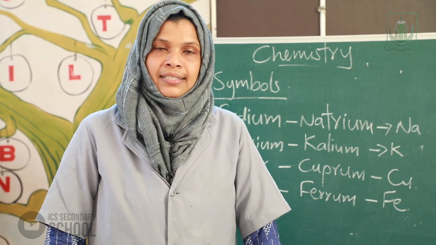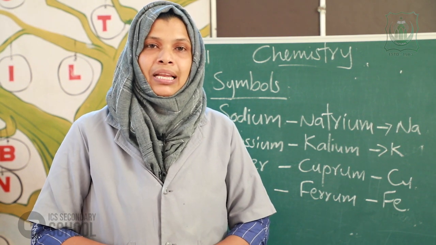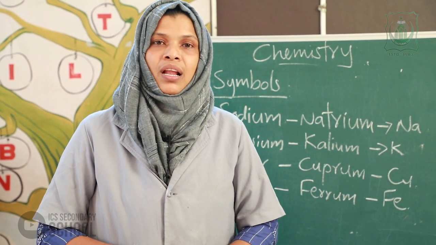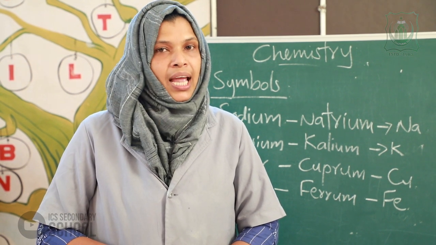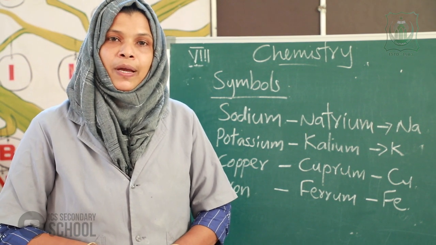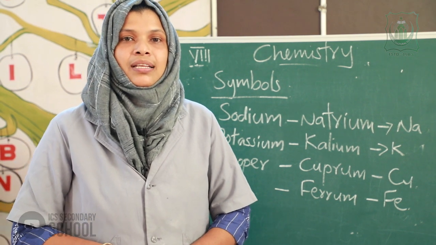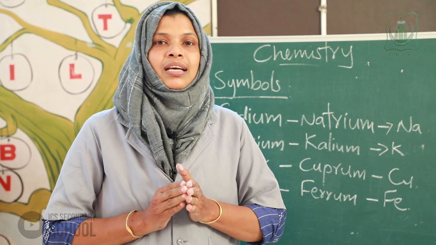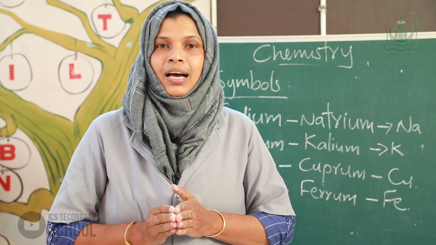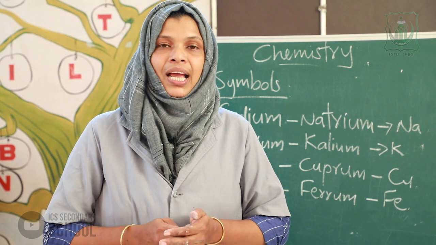Its symbol is H. Then consider calcium. What is the symbol? Its symbol is Ca. Next consider chlorine. What is its symbol? Cl. Next one bromine, Br, chromium, Cr, beryllium, Be, etc. Then some other elements. The symbols are derived from Latin names. They are sodium, potassium, copper, iron, etc.